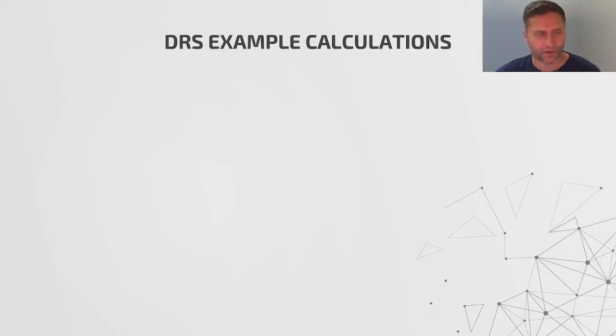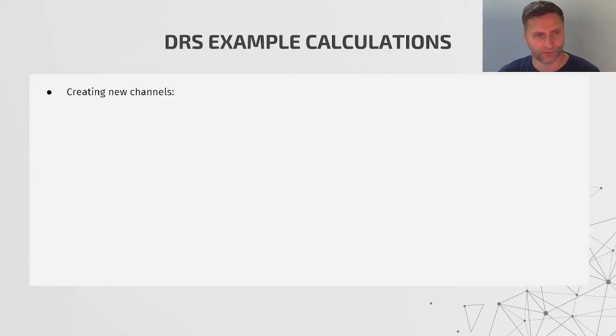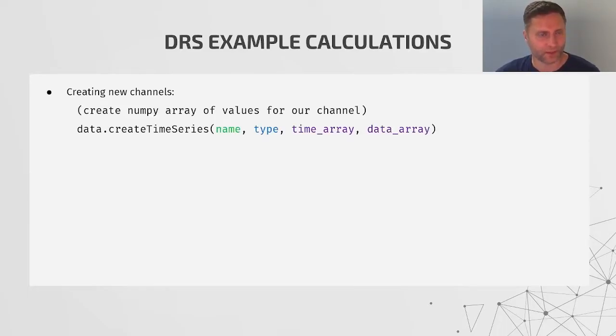So that's how we would access input channels, but how do we create our new channels? The way that we do that is we call iolite's data manager and we call this create time series function. And before we call this function, we need to create an array of values for our channel.